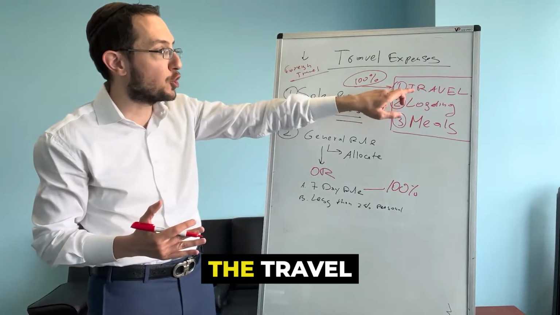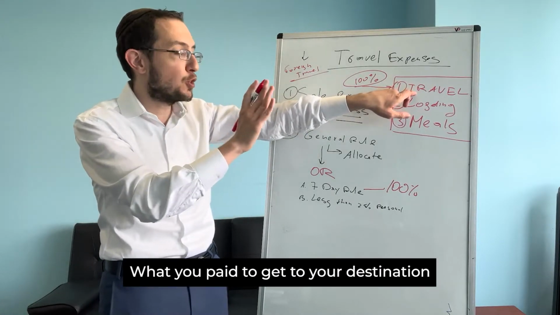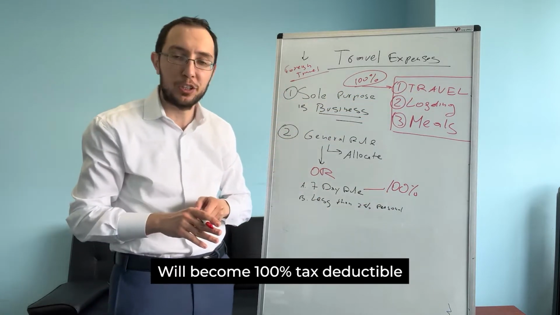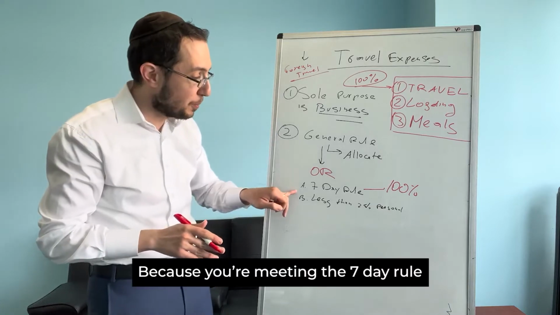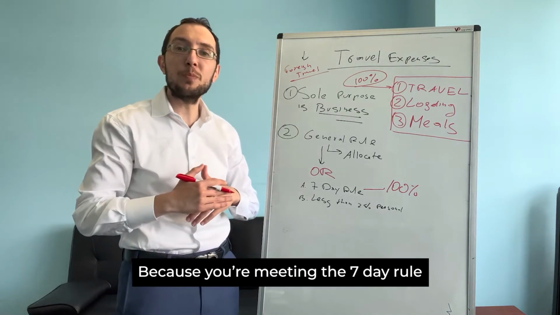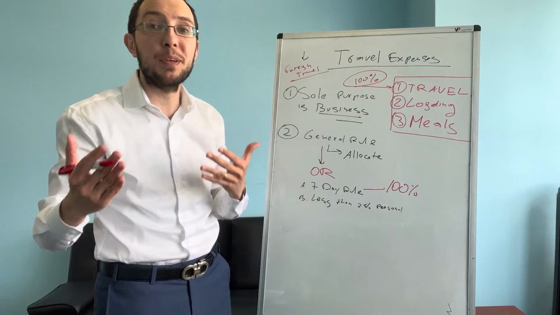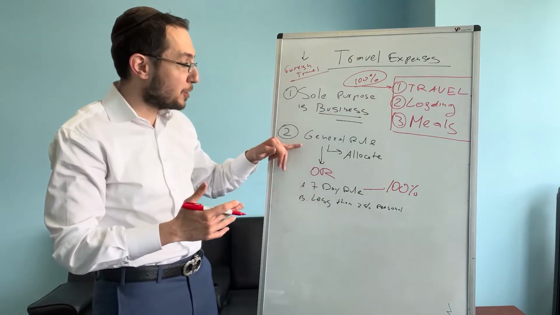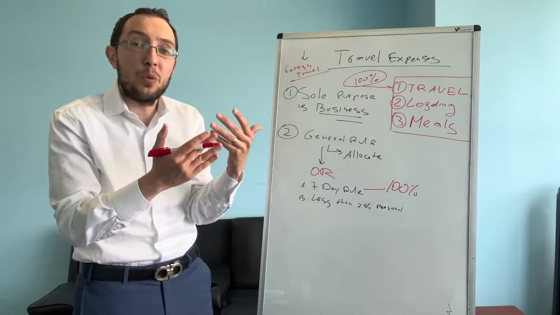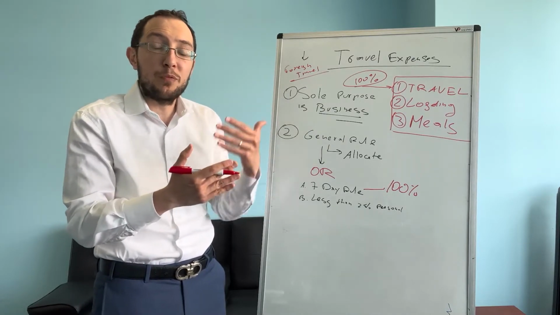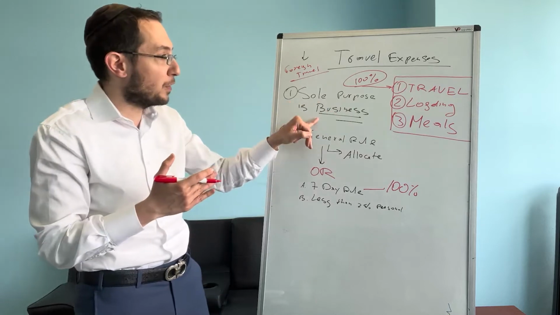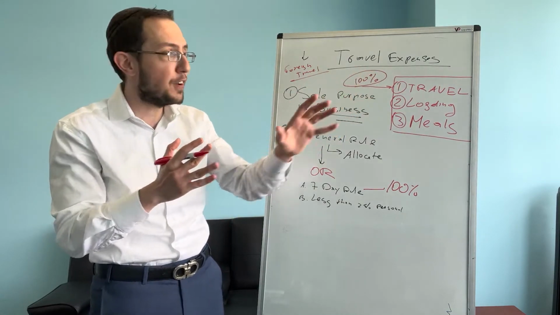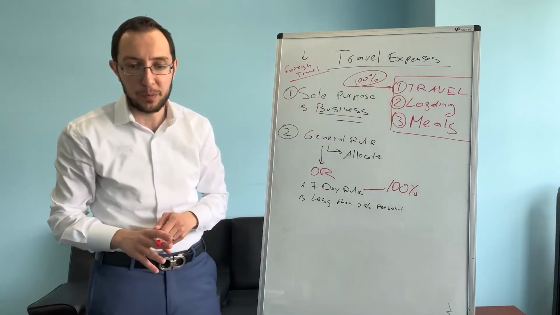Well, guess what? What you paid to get to your destination will become 100% tax deductible. Why? Because you're meeting the 7-day rule. You don't need to spend the majority of your time on business. As long as you were there less than 7 days, you fulfilled the mission of your business. You were there for the sole purpose of the business. So the entire travel, whatever you paid for the airfare, is now 100% tax deductible.